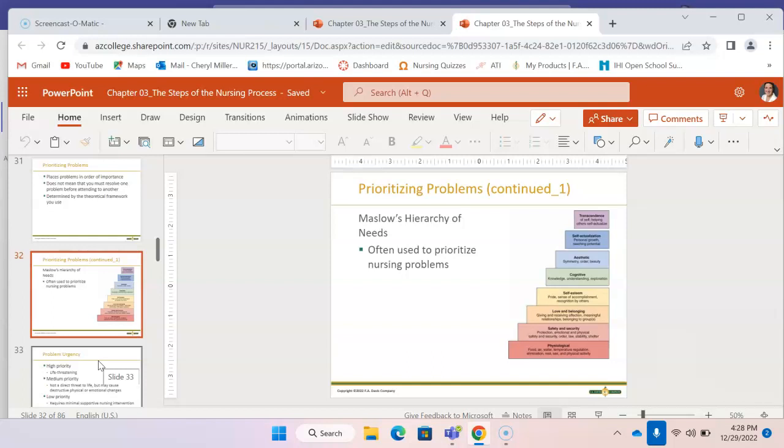So Maslow's hierarchy, we talked about that a little bit. This often is used to prioritize our nursing problems. So we'll look at this more in depth on day 1. But down there on the bottom, food, air, water, shelter. Airway, airway, airway. If my patient comes in and tells me he cannot breathe, do I start doing safety and security? Do I start doing love and belonging? Do I do self-esteem? Do I do cognitive, aesthetic, self-actualization? Oh my gosh, no. He's at the bottom rung.